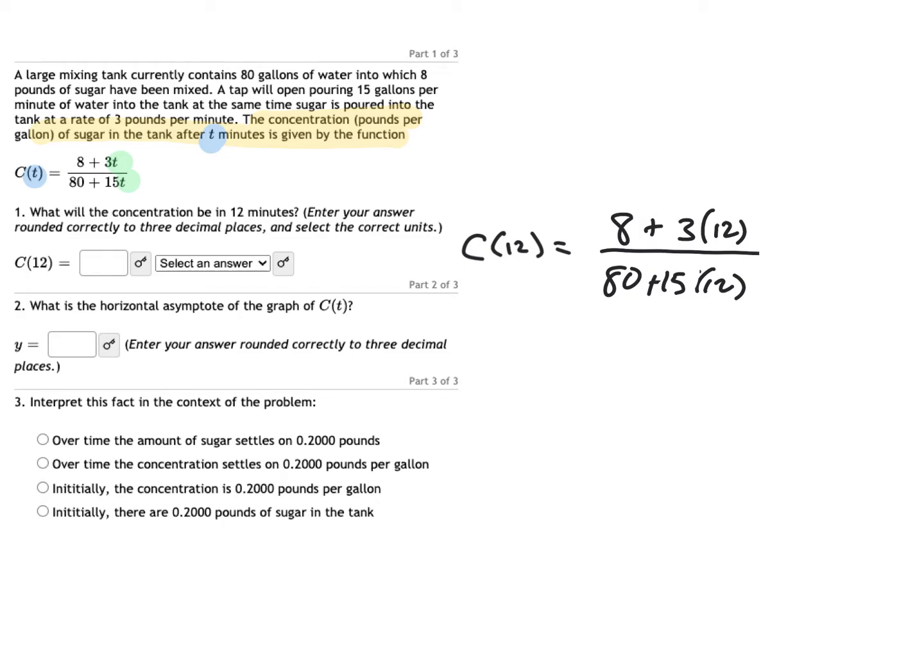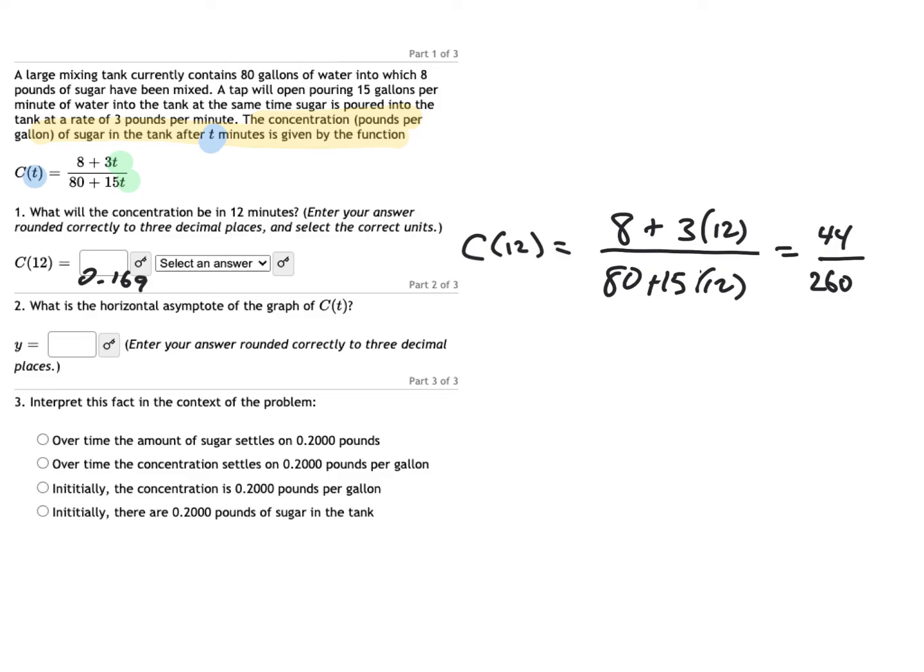And so with our calculator, we can just find out that is 8 plus 36 is 44 in the numerator, and 80 plus 180 is 260 in the denominator. And if we put that in a calculator and round it off correctly to 3 decimal places, for this particular problem, I would enter 0.169 as my concentration. The units for that are pounds of sugar per gallon of liquid. And so the answer you'll see here is pounds per gallon will be the right units for concentration.